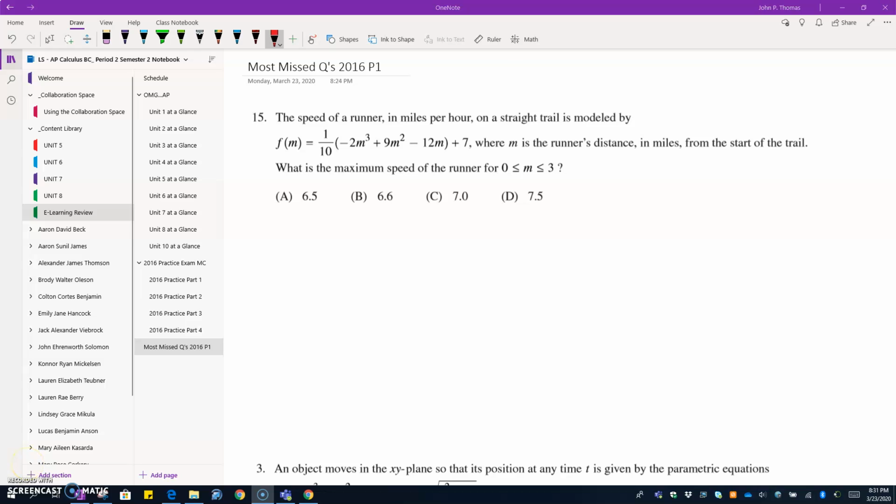Alright, so I have some of the most missed questions from part 1 of the 2016 multiple choice practice exam. The most missed question by the class was number 15. Speed of a runner in miles per hour on a straight trail is modeled by this function, where m is the runner's distance in miles from the start of the trail. What is the maximum speed of the runner from mile 0 to 3?